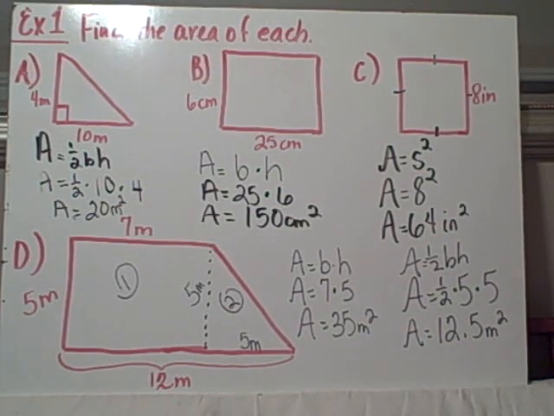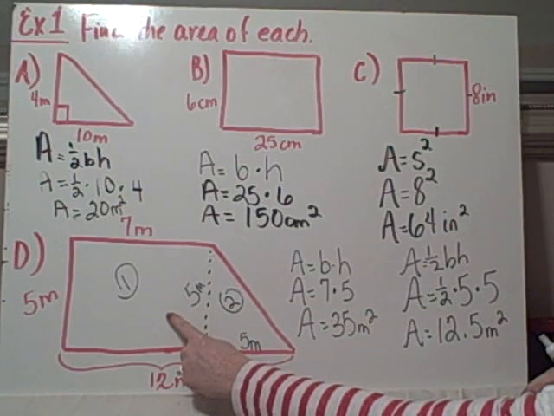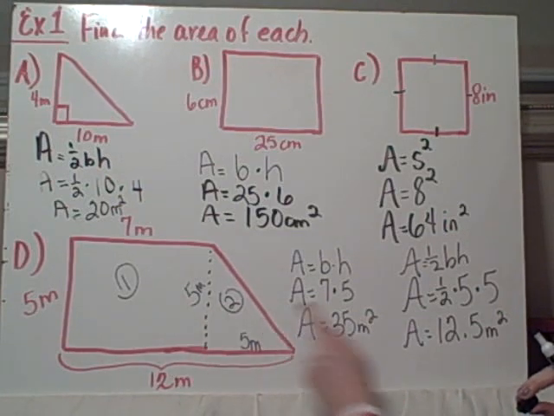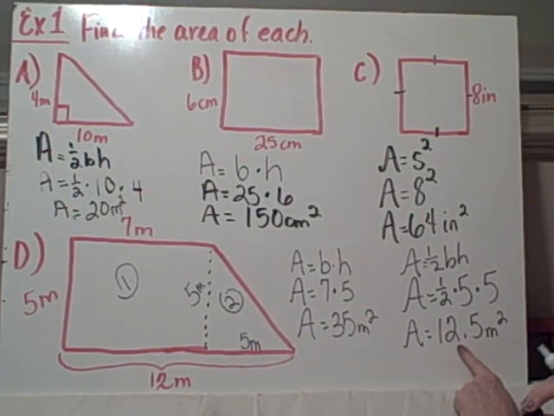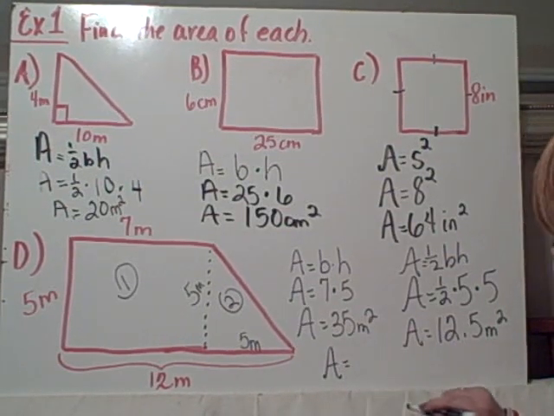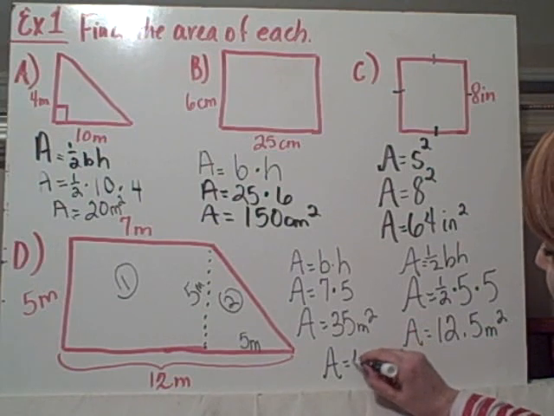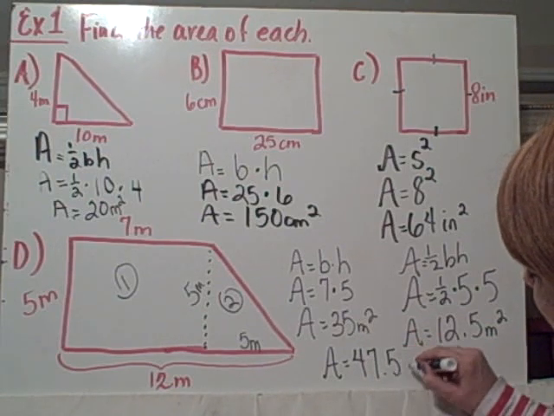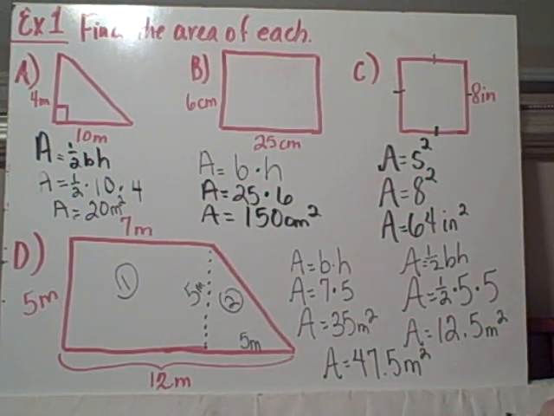Now we're almost finished. We have to add shape 1 to shape 2. So 35 plus 12.5, or 12 5/10. So our total area of the whole shape is going to end up being 47 5/10 meters squared.